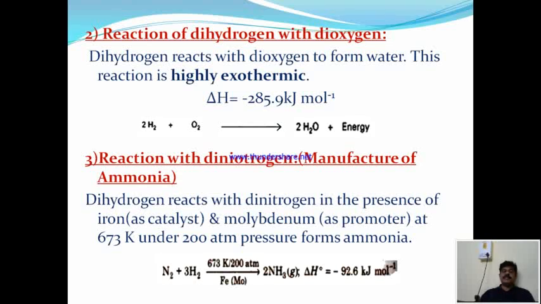The third chemical property is reaction of hydrogen with nitrogen. This is nothing but manufacture of ammonia by Haber's process. Remember, hydrogen reacts with nitrogen at 673 Kelvin and 200 atmospheric pressure in the presence of iron as catalyst and molybdenum as promoter to form ammonia. Children, remember this reaction is also exothermic in nature and delta H naught is equal to minus 92.6 kilojoules per mole.